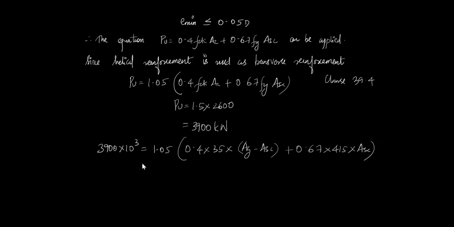So substituting here, the only unknown value is Asc. Ag is pi by 4 into 520 square. So you'll get the value for Asc as 2806.6 mm square, because the only unknown value is Asc.